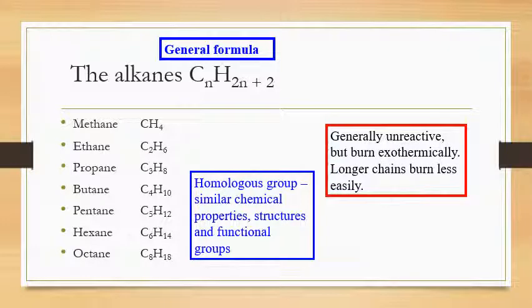And they're generally unreactive, but as I've said, because they're fuels, they burn exothermically, and the longer chains burn less easily. So methane is very explosive. Octane requires a bit more ignition to get going. The first 4 alkanes are gases at room temperature, and all the other alkanes you're likely to see in IGCSE are liquids. Solids start to appear about the C18 mark.